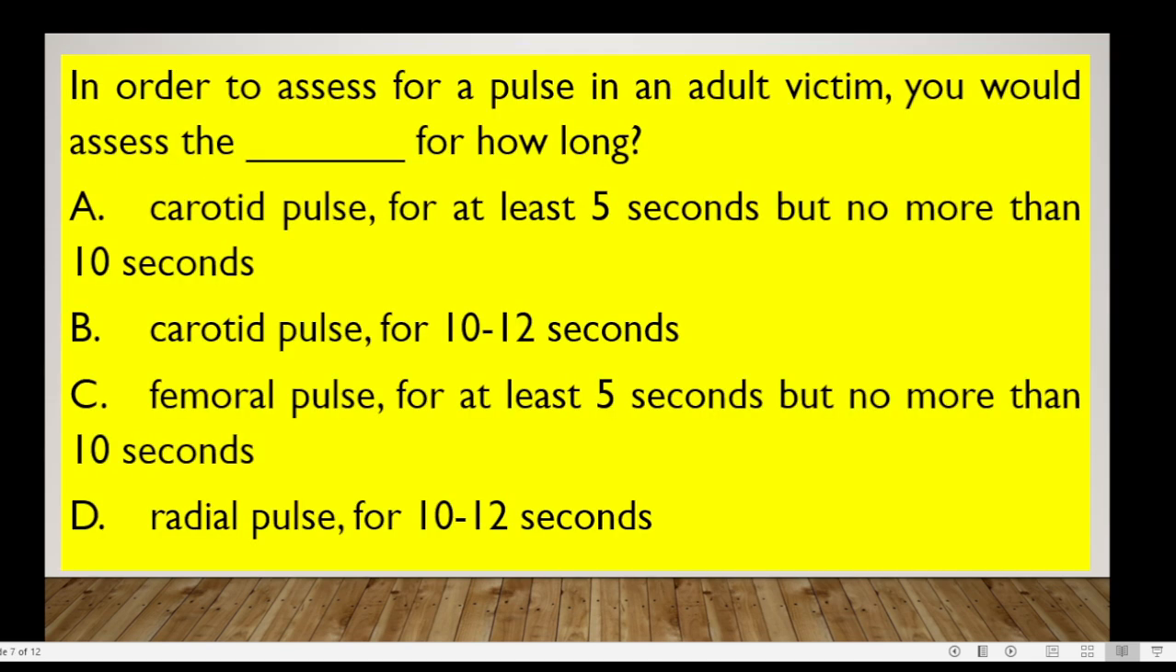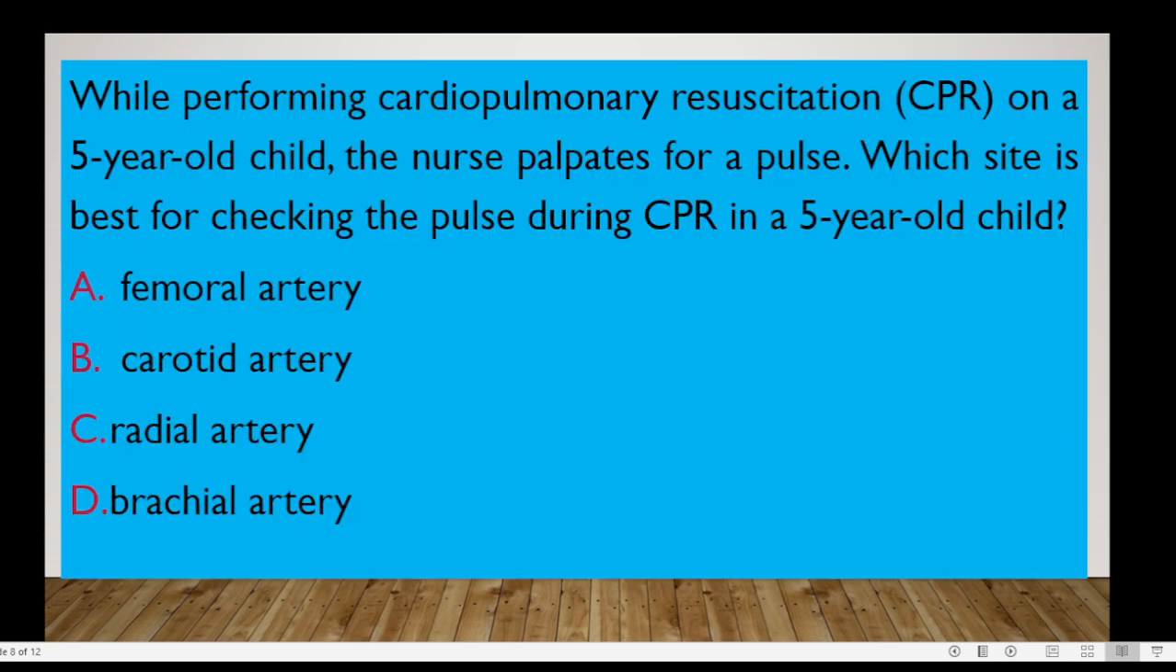Thank you guys. We've come to the end of the presentation. Let's look at the most commonly asked questions. In order to assess for a pulse in an adult victim, how long should you assess for a pulse? Guys, in an adult, we need to assess the carotid pulse and we should assess at least 5 seconds, but not more than 10 seconds. Very good, guys.